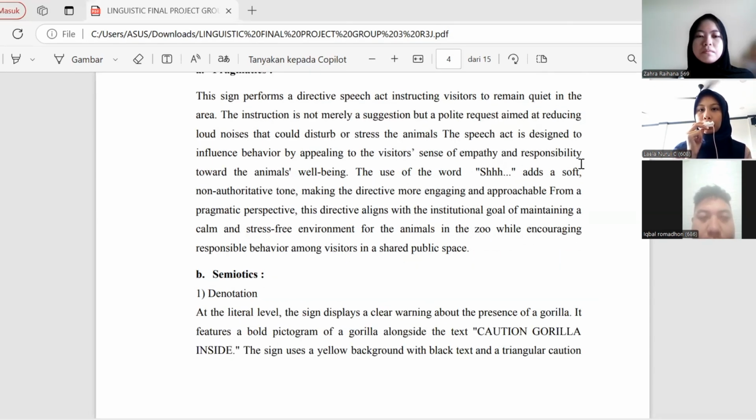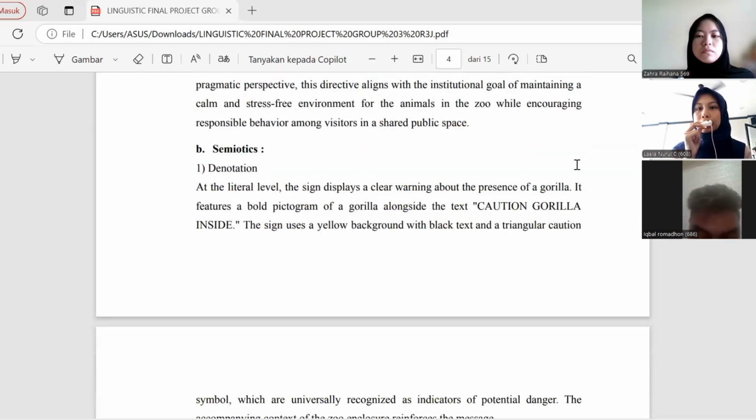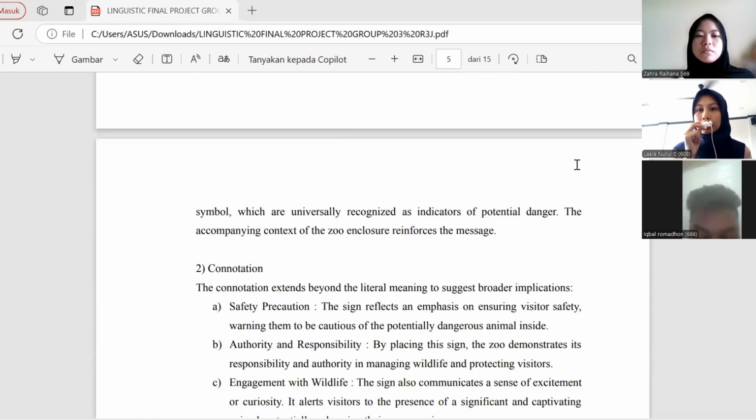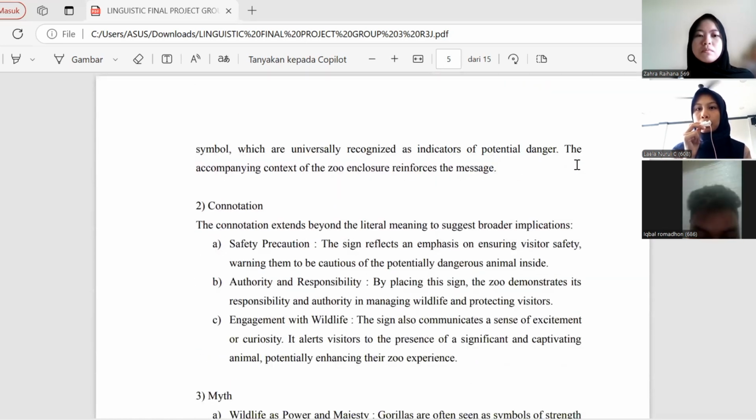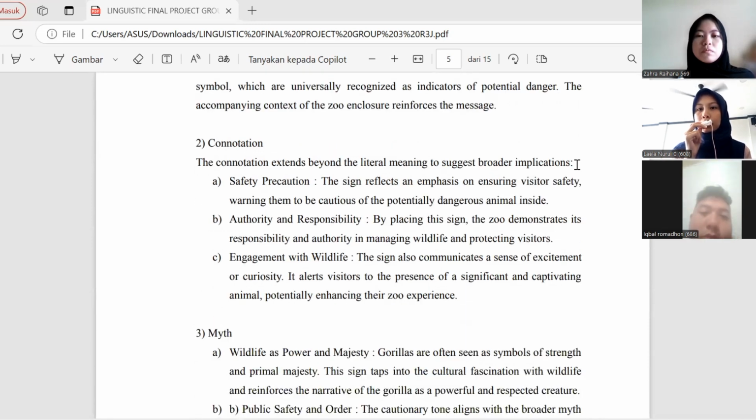B. Semiotics. Denotation. At the literal level, the sign displays a clear warning about the presence of a gorilla. It features a bold pictogram of a gorilla alongside the text "Caution, gorilla inside". The sign uses a yellow background with black text and triangular caution symbols, which are universally recognized as indicators of potential danger. The accompanying context of the zoo enclosure reinforces the message. Connotation. The connotation extends beyond the literal meaning to suggest broader implications.